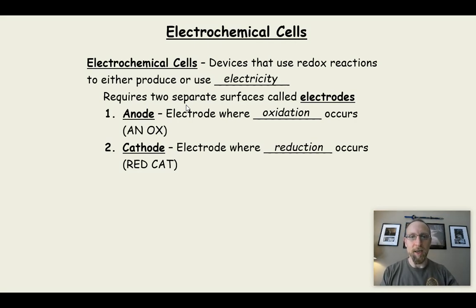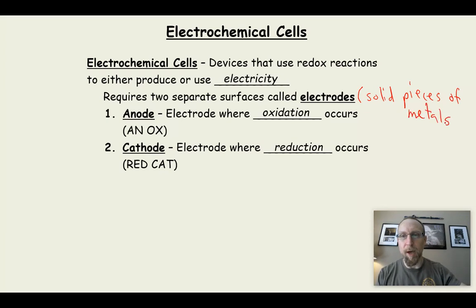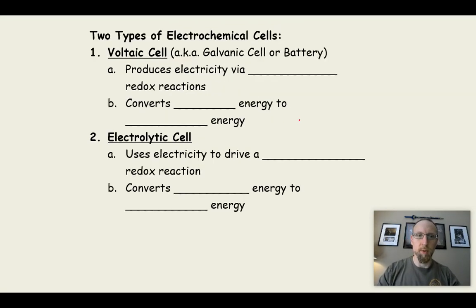So what are electrodes? It says this up top: separate surfaces called electrodes. These are solid objects, and they're usually metals. So these are solid pieces of metals, generally, right?